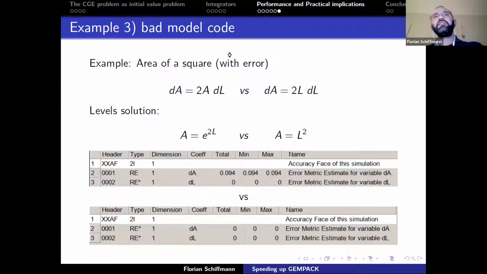And finally, we might end up with bad model code, which happened in COPS, and actually the Runge-Kutta methods found it out. So as you see here, area of a square, linearized form.